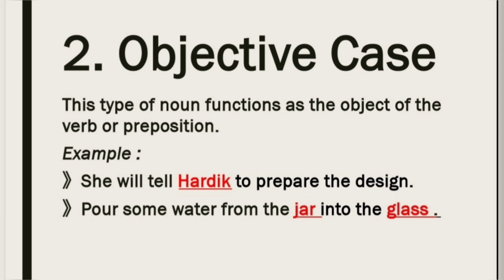Next is objective case. This type of noun functions as the object of the verb or preposition. When a noun functions as an object, it means that it is functioning as the receiver of an action. It will come after the verb or it will come after the preposition. If you see this example, she will tell Hardik to prepare the design. The noun Hardik is the objective case because it is working as the object of the verb tell. It is coming after tell, which is a verb. So Hardik is an objective case.